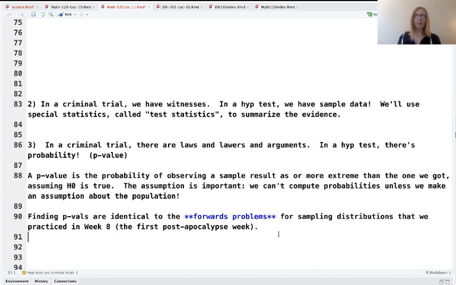Don't worry, if you're feeling a little rusty, I'll take you through it in the video again today so you can see exactly what's going on. But I think it's helpful for you as you're learning and putting all the pieces together. Confidence intervals are backwards problems. These hypothesis tests, they're forwards problems. We're going to be computing probabilities for particular sample results.